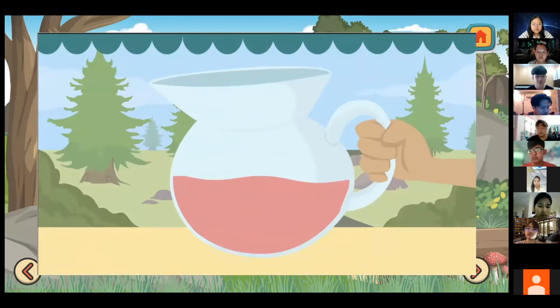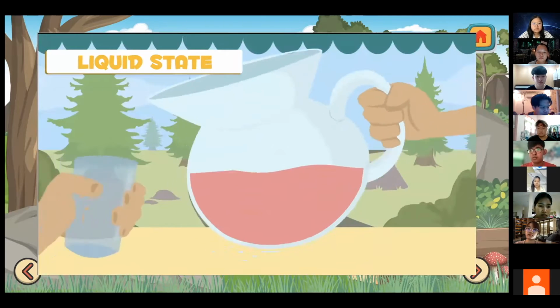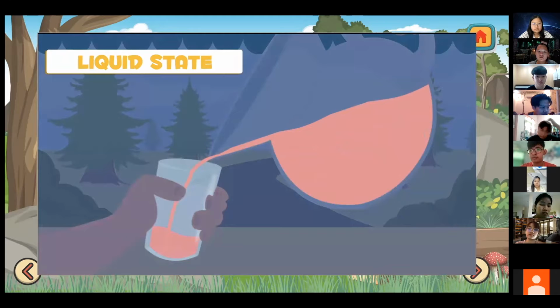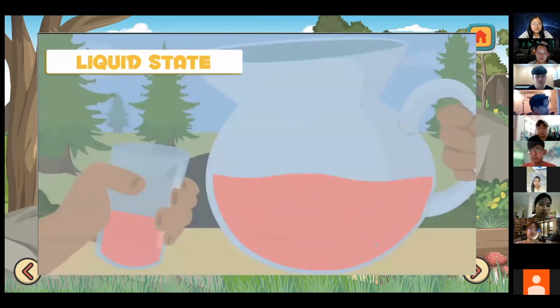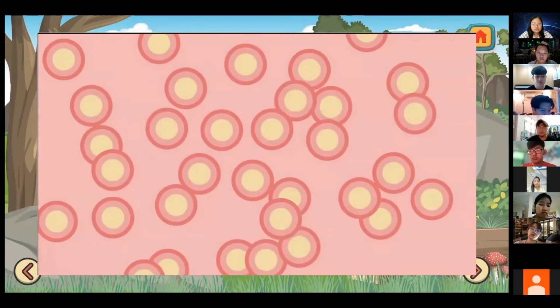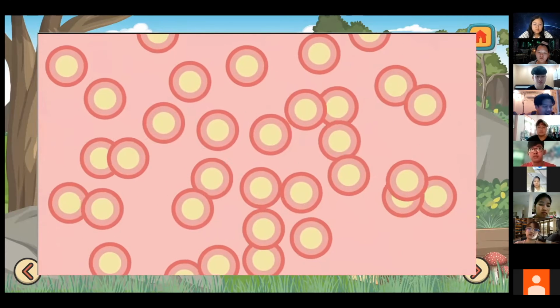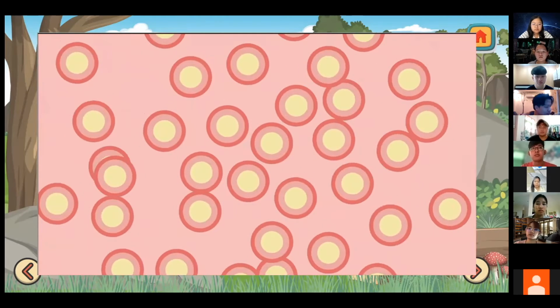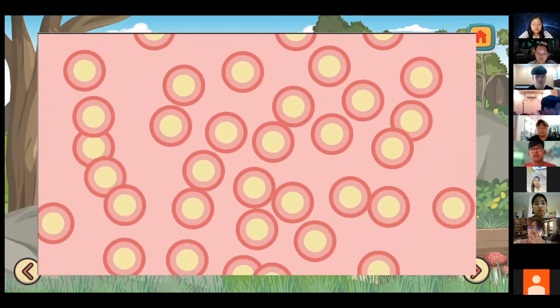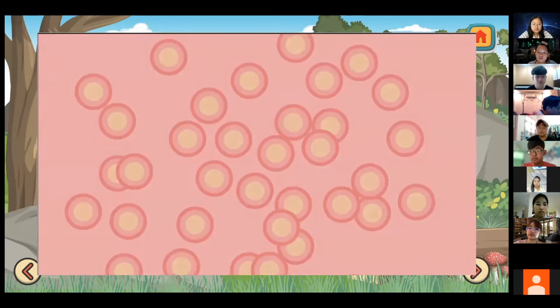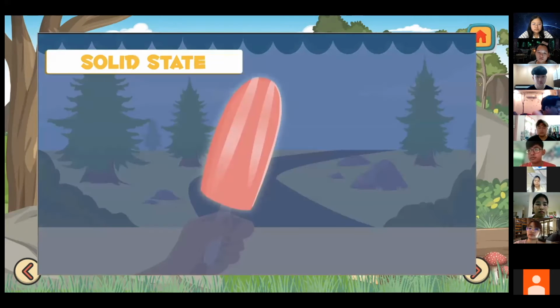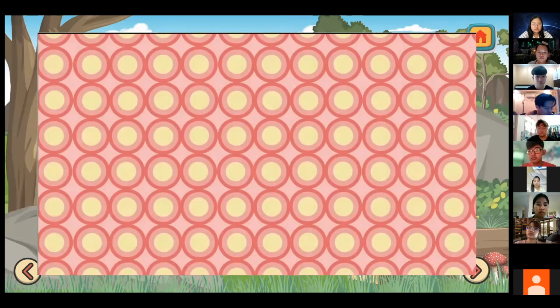Everything we drink is in its liquid state. Matter, in its liquid state, takes on the shape of the container and its volume always stays the same. Particles are separated and can move freely. Can you see how they're moving? They look like they're dancing. The popsicles we eat are solid. Matter in its solid state is characterized by having a fixed shape and volume. Particles are held together in an organized structure. See?